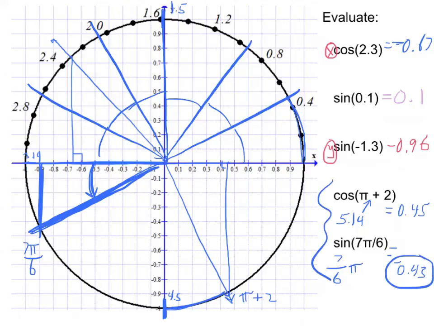Especially in these last two, if you got answers that looked rather different, that's okay. I'm not looking for exact values. I'm looking for the idea of, can you locate an angle, draw the triangle, and look for the x or y coordinate.